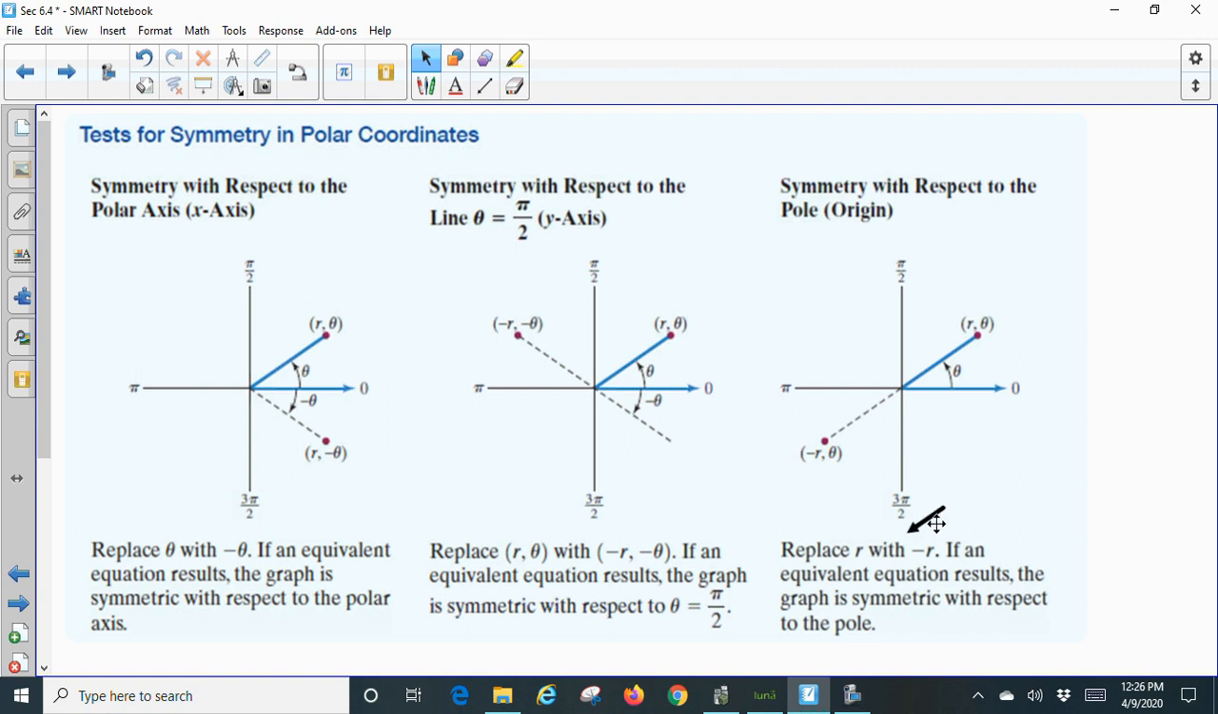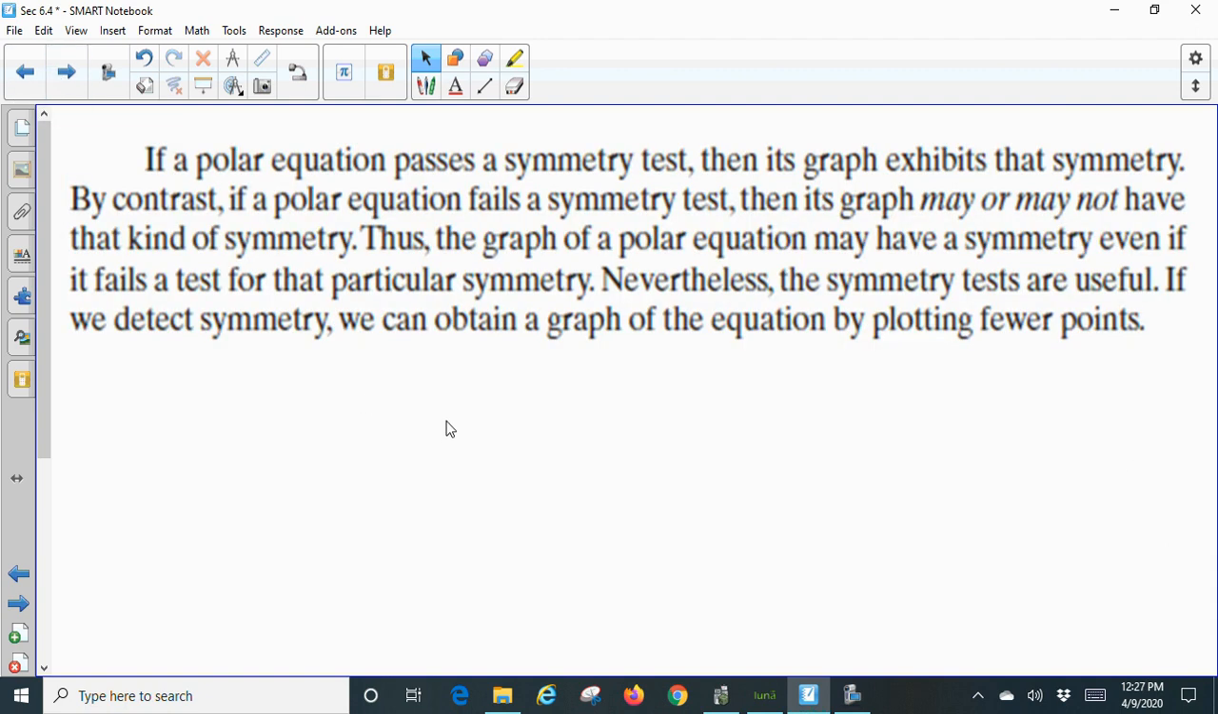Then again, we talked about symmetry with respect to the pole or origin. Again, we would replace r with negative r, and if an equivalent equation results, the graph would be symmetric with respect to the pole. For every (r, theta), we would get a (negative r, theta) going out the other direction. If a polar equation passes a symmetry test, then we know it has that type of symmetry. However, if it does not, it may still have the symmetry.